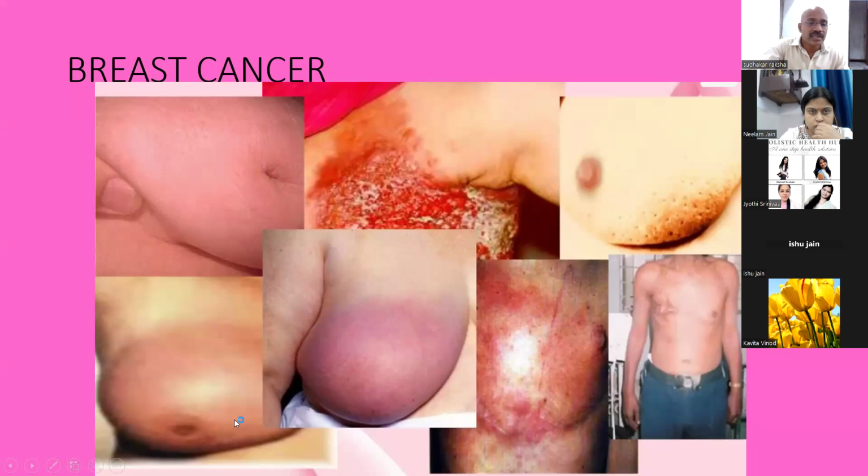Here also there is a retraction of the nipple, and this is the inflammation in an inflammatory carcinoma. The entire breast is highly hyperemic.